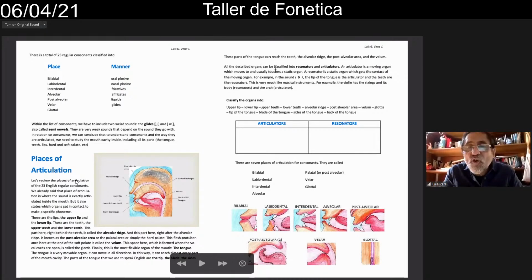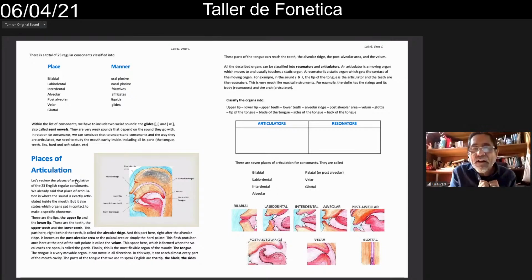All the described organs can be classified into resonators and articulators. An articulator is a moving organ which moves to and usually touches a static organ. A resonator, I'm going to say that again. An articulator is a moving organ which moves to and usually touches a static organ. A resonator is a static organ which gets the contact of the moving organ.